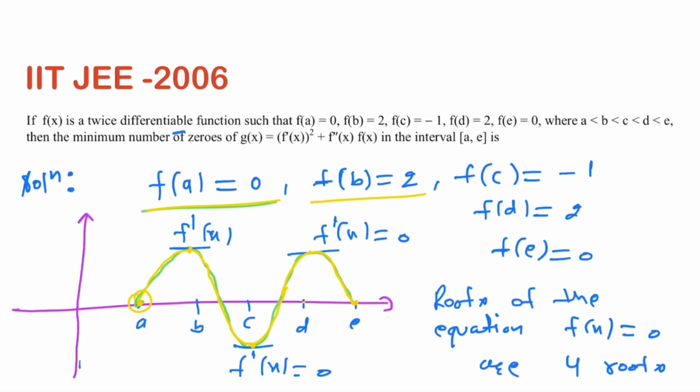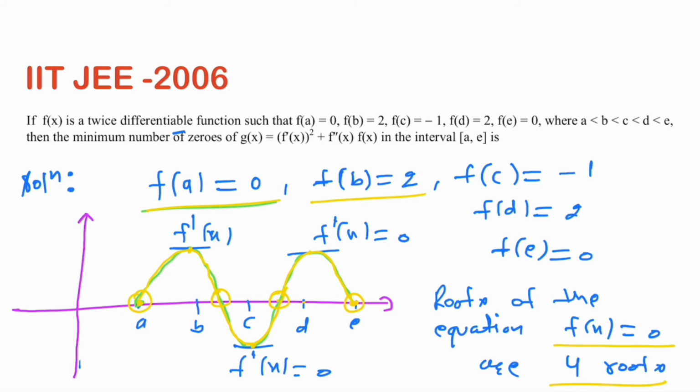In this particular graph you can see this graph is intersecting the x-axis at 4 different points. Due to this, the minimum number of roots of the equation f(x) equals 0, we are talking about the minimum number of roots here, is 4 real roots. And you must know the derivative of any function will always have, in this particular type of case, we are talking about this particular question.